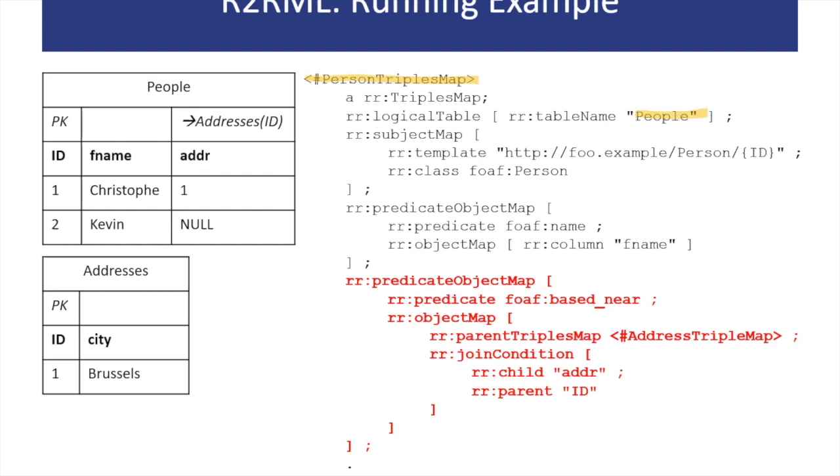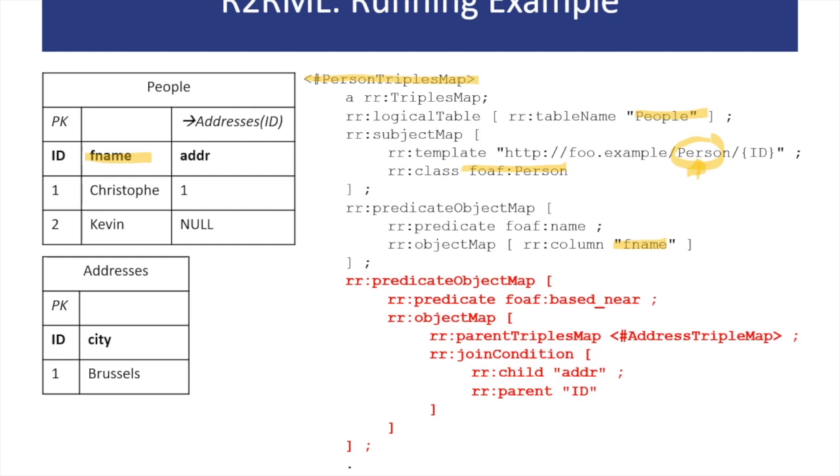It has a different subject map. Now I am creating instances of person, and I want them to be disjoint from addresses, so I have to make sure that their URIs are different. They're of the class FOAF person, and I create a predicate object map, much like in the previous example for FOAF name, but here I retrieve values from the column F name.